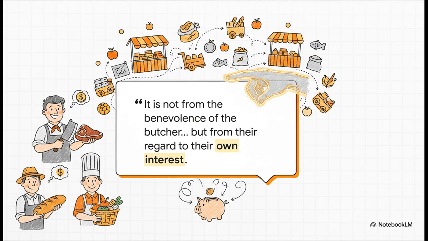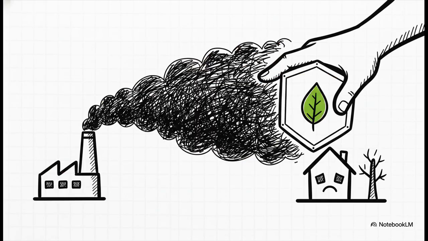The butcher, the baker, they aren't working to feed you out of the goodness of their hearts. They're working for their own self-interest. And yet somehow, the result of all these people just looking out for themselves is a system that works pretty darn well, as if an invisible hand were guiding it all. But that invisible hand isn't perfect. Sometimes it fumbles. We call that a market failure, and it's why governments sometimes need to step in.